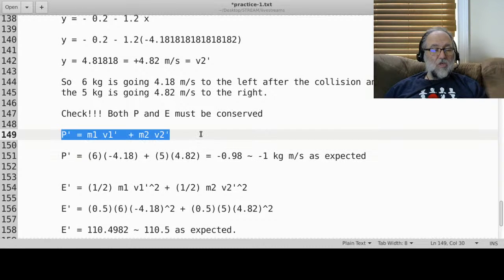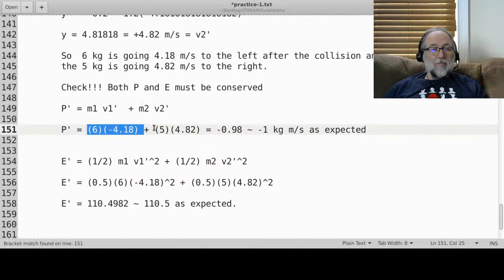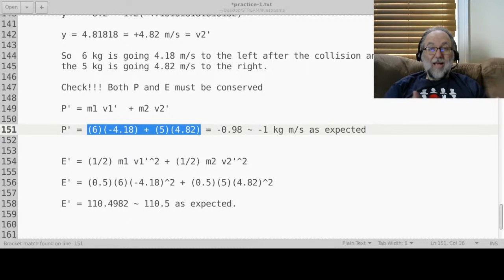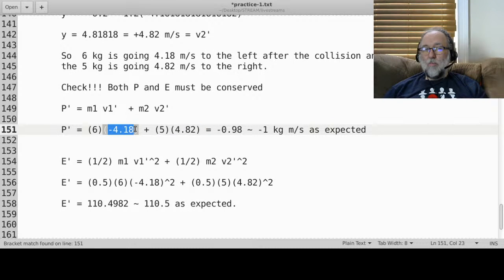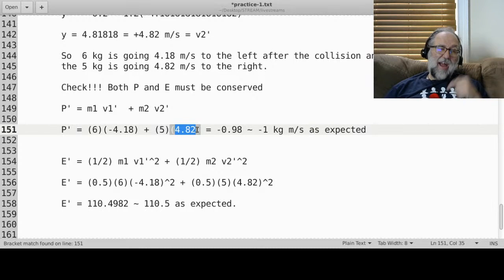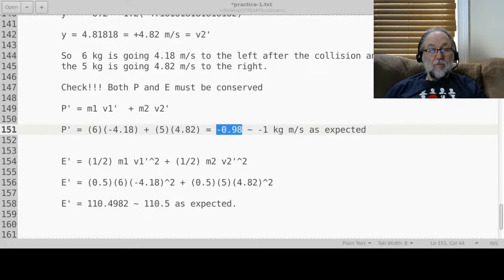You start from this equation here, which is the momentum after, and substitute in the velocities that you think might work. Before the collision it was +4. After the collision we found that it was -4.18. Before the collision it was -5. After the collision it's 0.482. And you ask, what does that give me for the momentum? It actually turns out, because of round off error, to be -0.98. That's close enough to -1. I made some round off errors above, and so that's what's going on there.